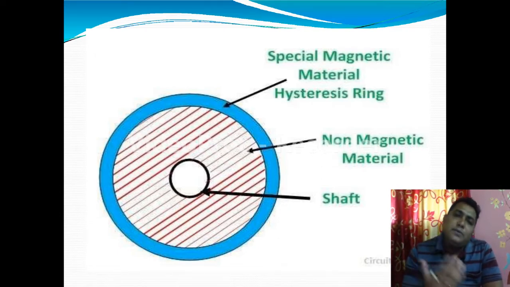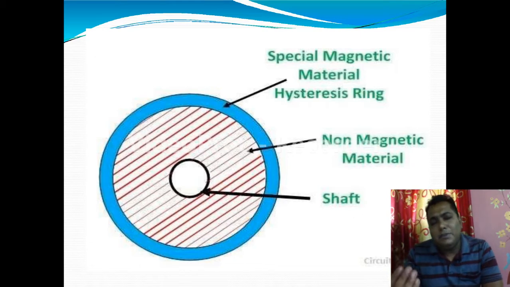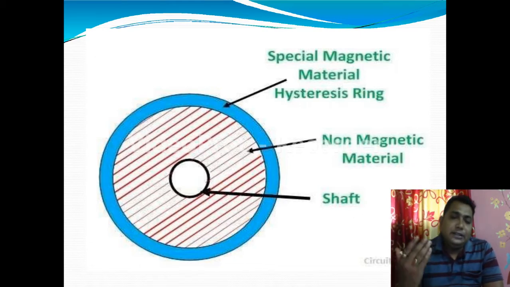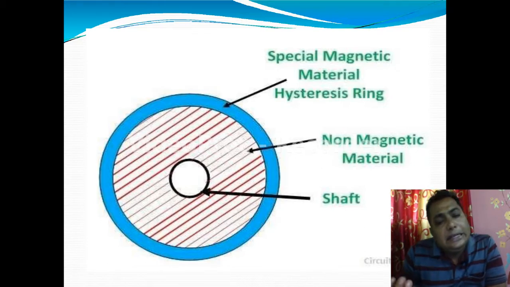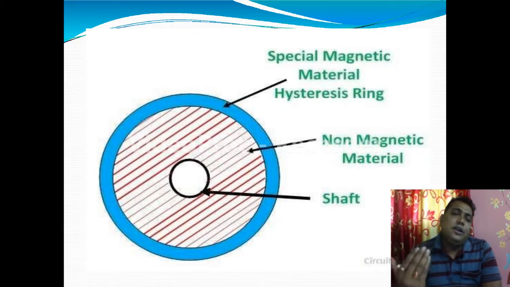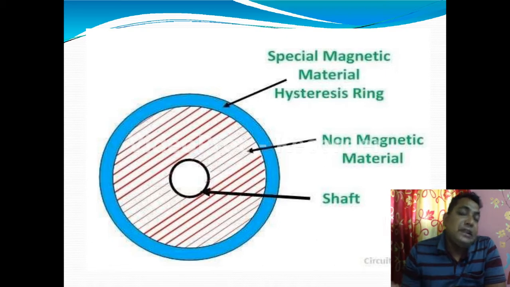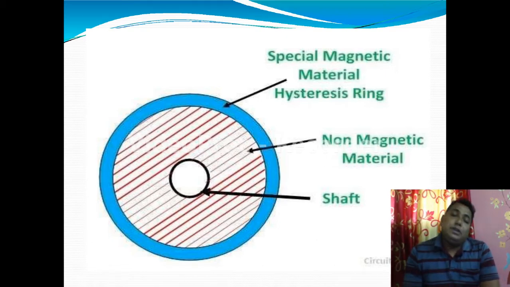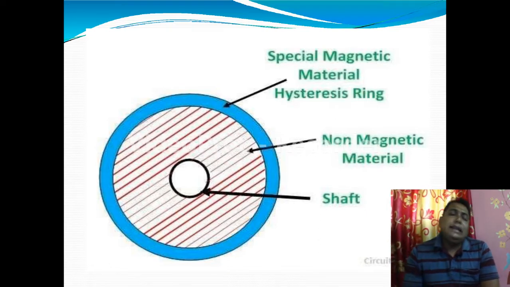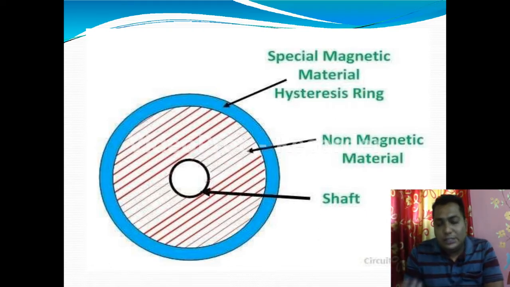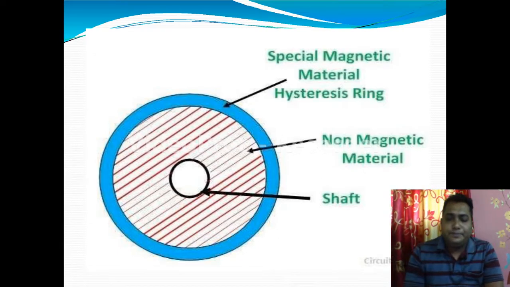The section will be fulfilled, the area will be covered, but the overall costing of the material will be decreased. The overall weight of this machine will also be decreased. So those are the reasons why a non-magnetic material is used inside the periphery of the rotor section of a hysteresis motor.